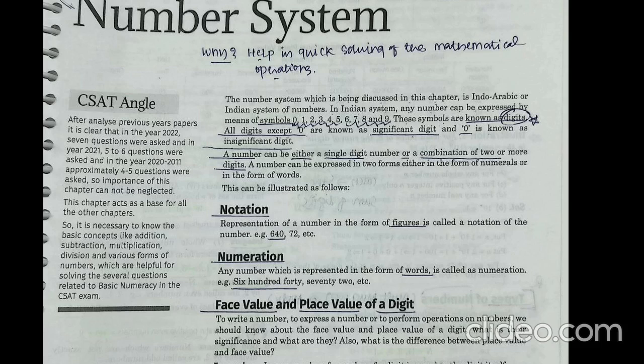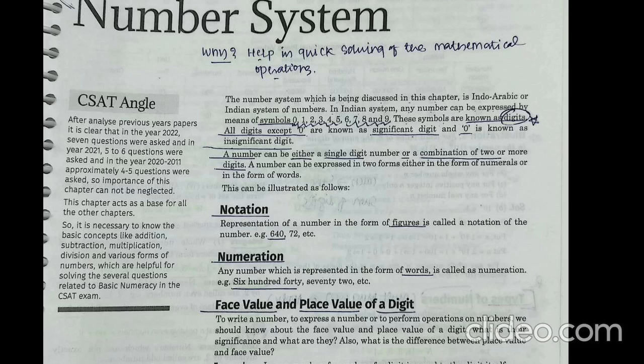As we know, the number system consists of two words, that is, a system of numbers. What do we mean by that? It simply means that a number consists of symbols, also called digits. So how many digits are there? There are a total of 10 digits. What are those? 0, 1, 2, 3, 4, 5, 6, 7, 8 and 9.